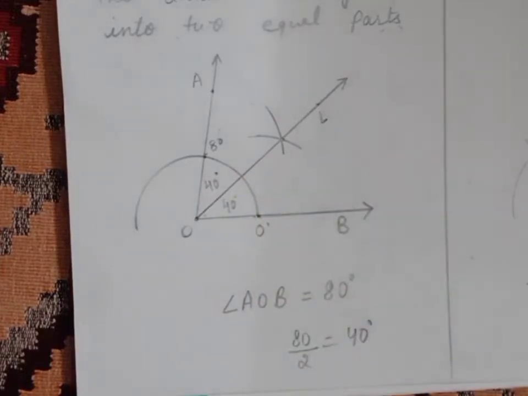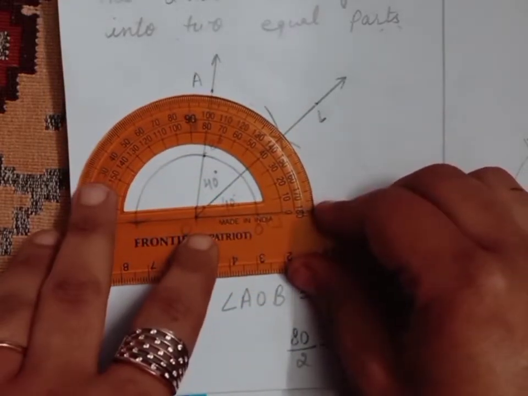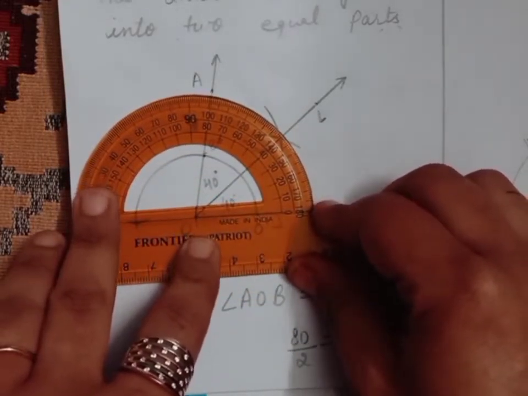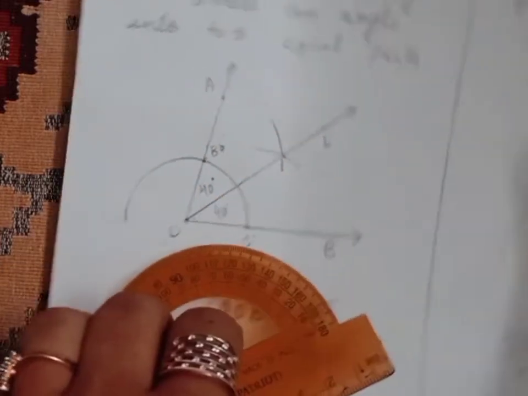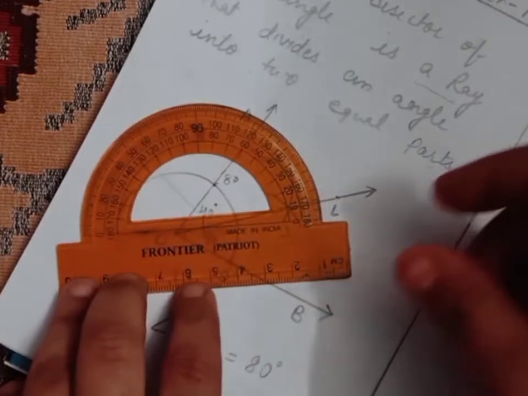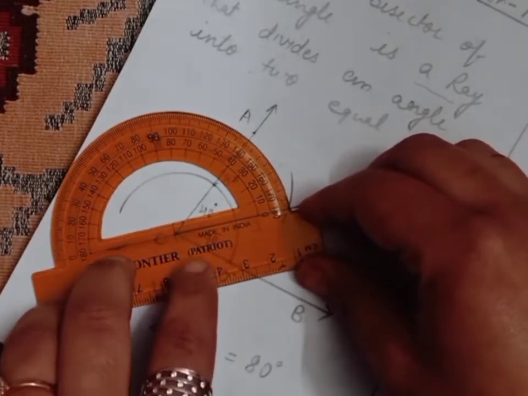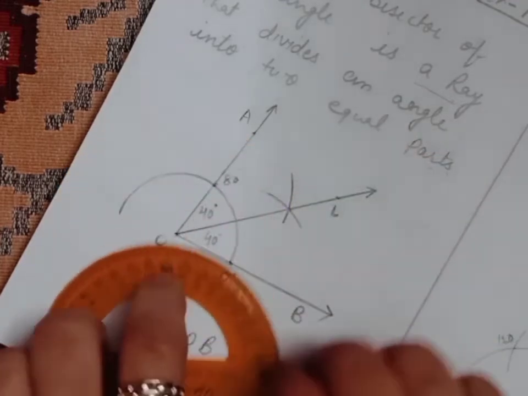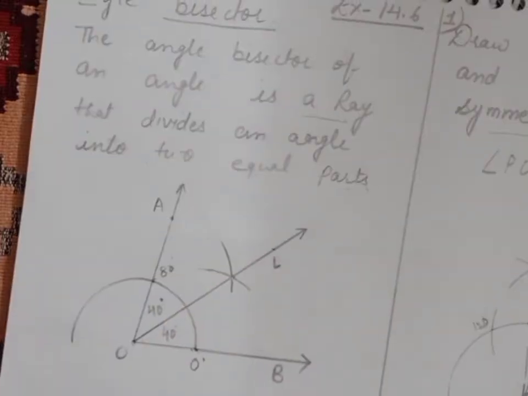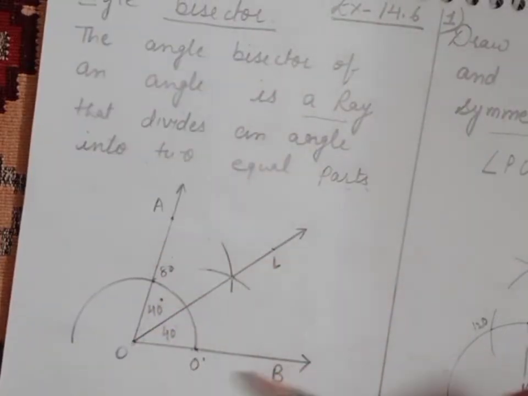You can measure it with the help of a protractor. Yes, exactly, it is 40 degree. Earlier I took ray OB as baseline. Now I will take OL as baseline. Now you can see it is also 40 degree. So it means OL is the angle bisector of angle AOB.